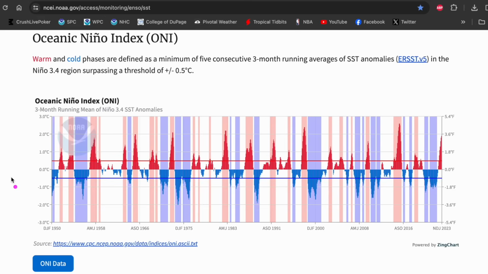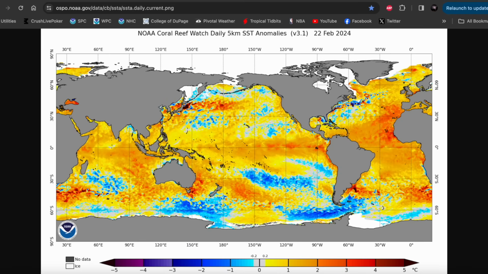Of course, ENSO is a cyclic phenomenon, hence the name El Niño Southern Oscillation. We oscillate back and forth between El Niño, neutral, and La Niña phases, as you can see on this graph of ONI dating back to 1950. So where do we stand with ENSO right now?